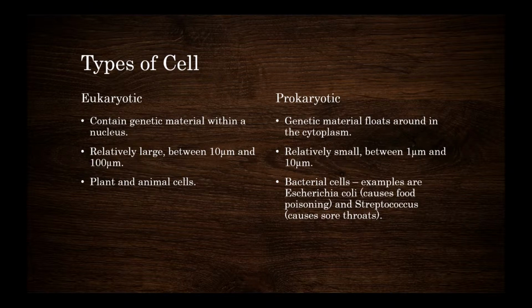So there are two main types of cells. There's eukaryotic, which contain genetic material within a nucleus. They're relatively large, between 10 micrometers and 100 micrometers, and the main types are plant and animal cells. Then there's prokaryotic, where the genetic material floats around in the cytoplasm, so they have no nucleus. They're relatively small, between 1 and 10 micrometers, and bacterial cells are prokaryotic.